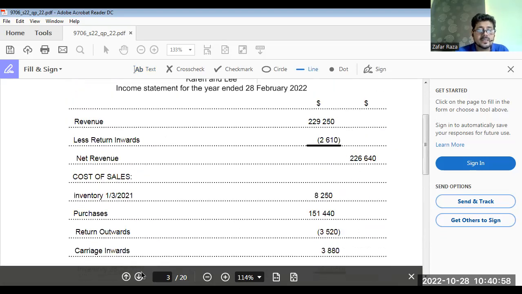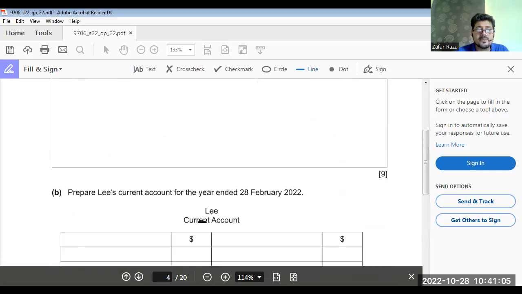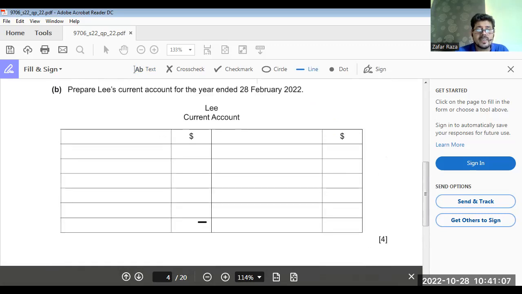Done. Now come to the next required. This is the place given for your workings. We have to prepare Lee's current account. Because they have not given the dates column, please don't bother about the dates. It's a T account in standard form without dates.